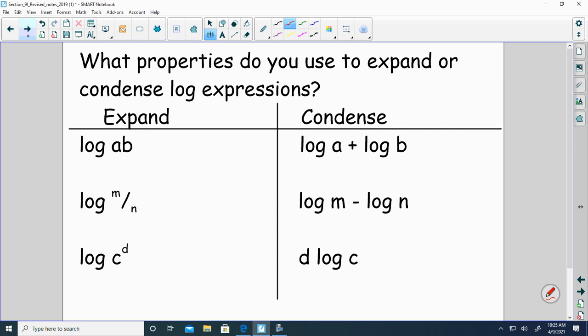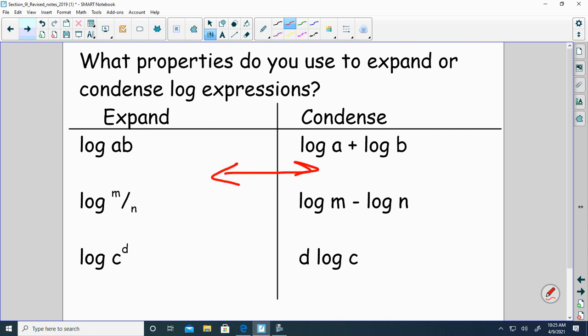Log m over m is the same thing as log m. Subtract log n. Because there's a subtraction before the log n, that means that n would be a denominator at some point. And then if I have log c raised to the d, the exponent can come down front, which gives me d log c. Okay? So those are important rules. Expand and condense go back and forth. So these rules can go each way.